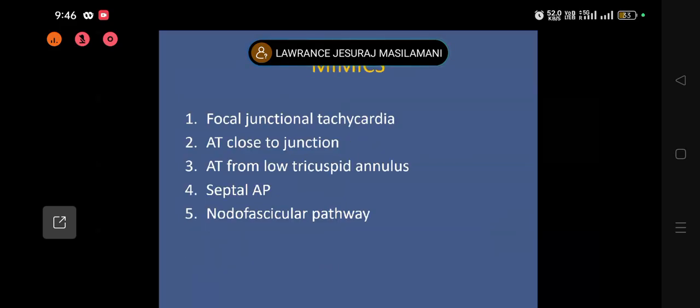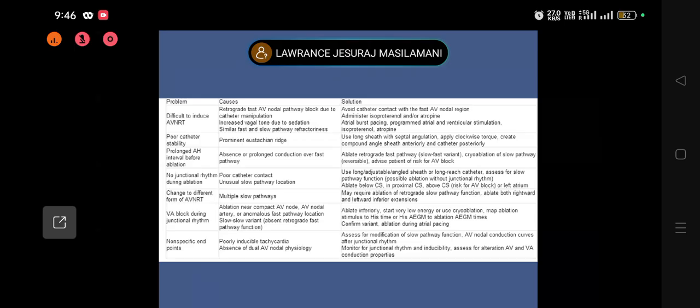Look at the differential diagnosis: focal junctional tachycardias, or AT coming closer to the junction, AT coming from the low tricuspid annulus, or a septal accessory pathway or nodoventricular pathways. These can mimic an AV nodal arrhythmia. If you have a problem in ablating the slow pathway, make sure that you made a proper diagnosis. So there is a full list of what to do when you have a problem in ablation.